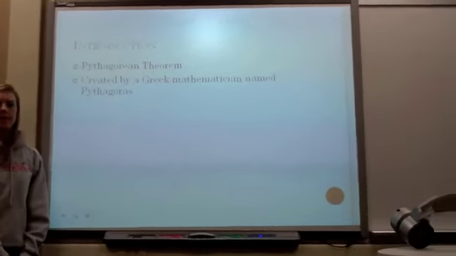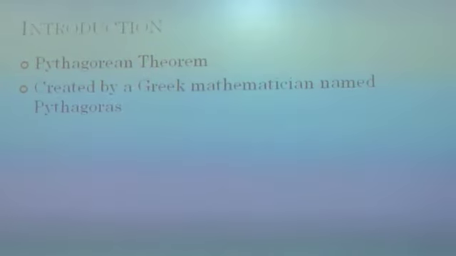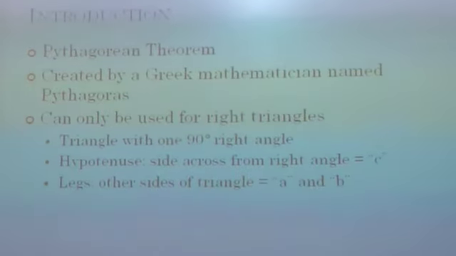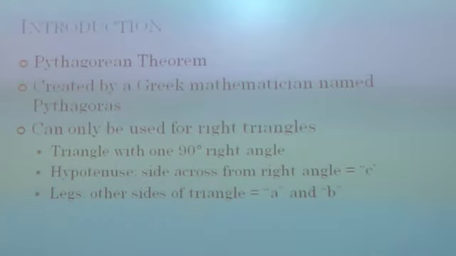Introduction. The Pythagorean theorem was created by a Greek mathematician named Pythagoras. This theorem can only be used for right triangles, which is a triangle that has one 90-degree angle. The hypotenuse is the side opposite the right angle and is denoted by the letter C, and the legs of the triangle are denoted as A and B.